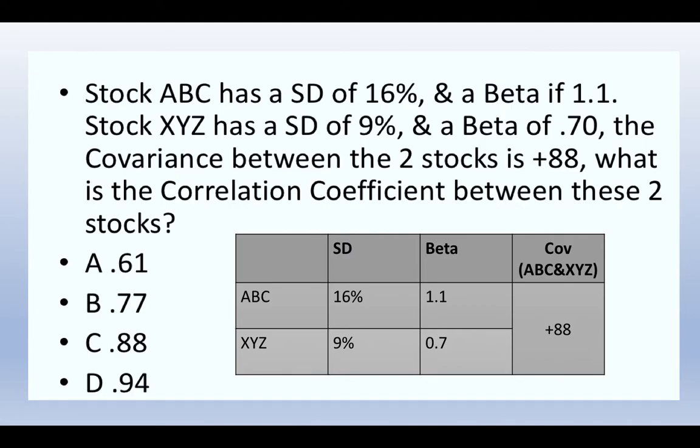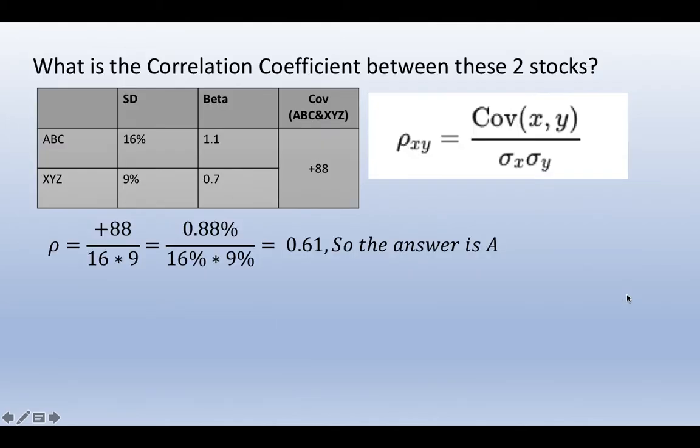Okay, first I want to address this number plus 88. I believe they calculated this number using 16 and 9 rather than 16% and 9%. So that's why you get the 88. So really this number should be 0.88%. So that's it, you should understand.